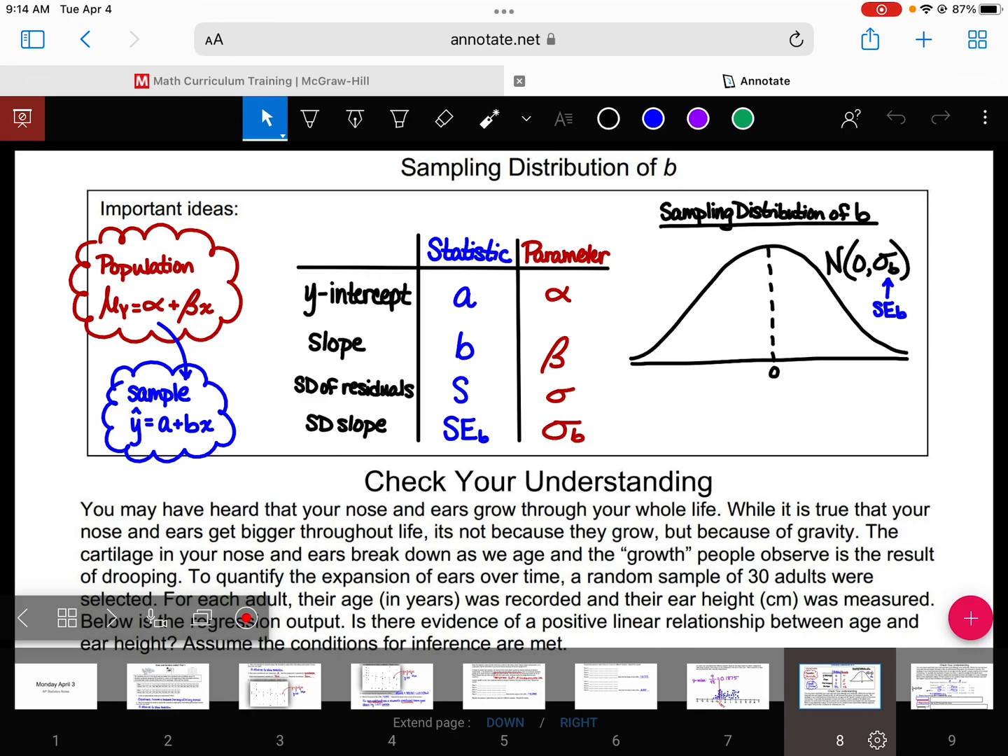If I could collect all of the population data, if I had access to the entire population, and I could calculate the least squares regression line for the whole population, that would be mu y equals alpha plus beta x. When I calculate a least squares regression line from just a sample piece of data, it becomes y hat equals a plus bx.